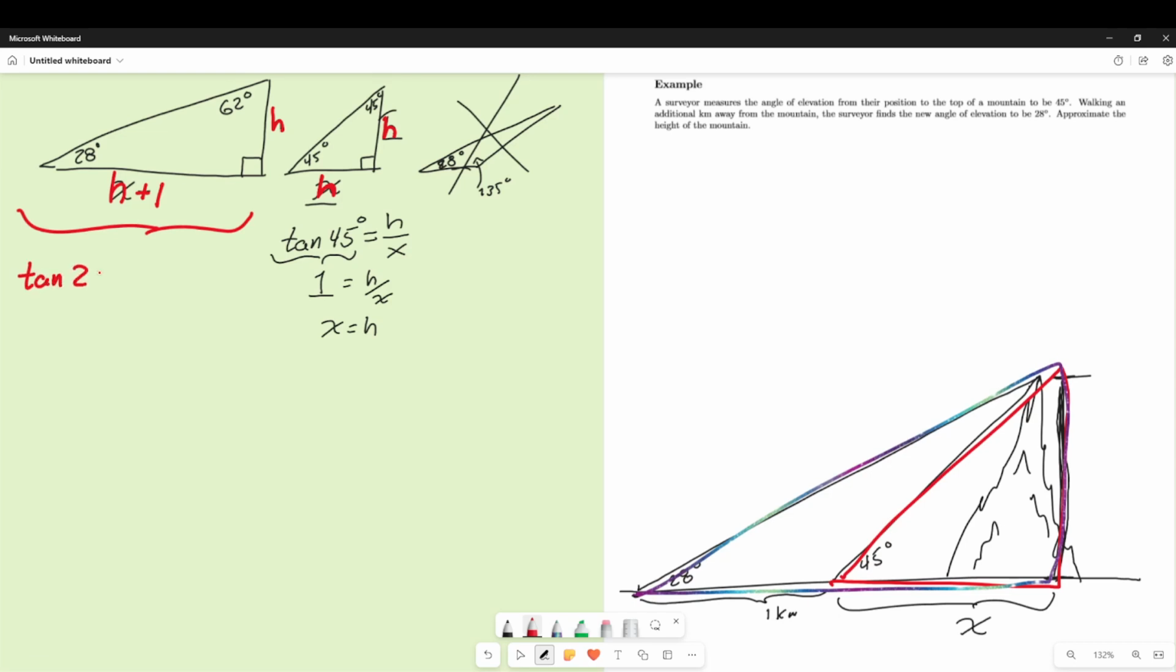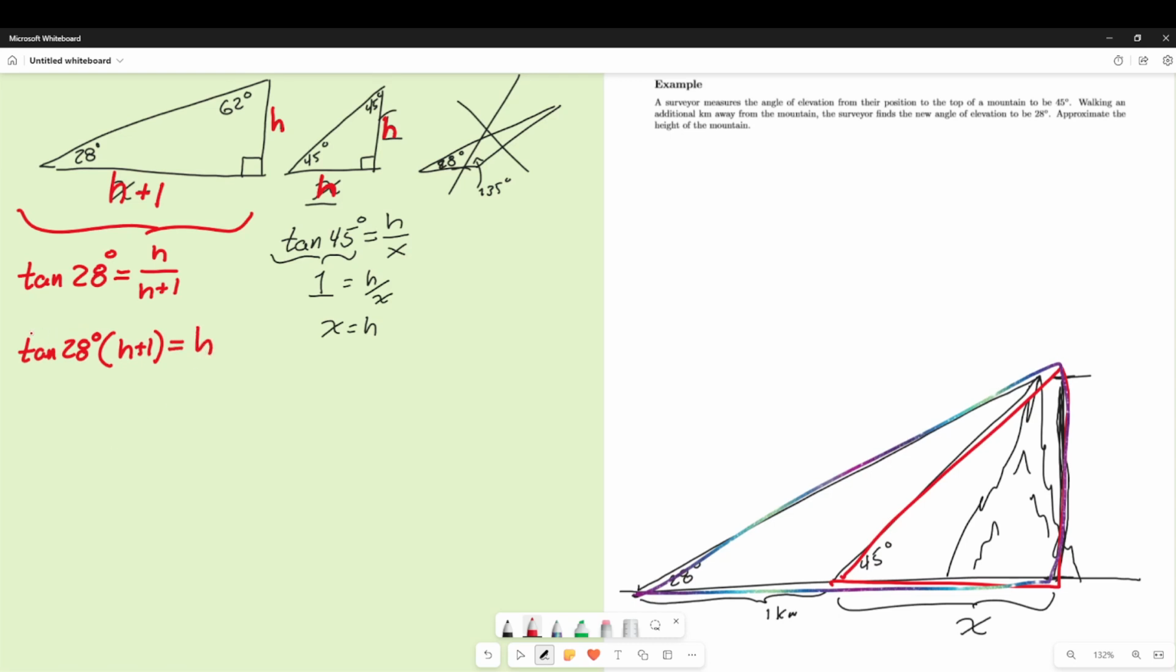That the tangent of 28 degrees, now I don't know what the tangent of 28 degrees is off the top of my head, it's not one of our standard angles, but we can use a calculator to find that. And we know it has to be equal to this ratio, the ratio of h over h plus 1. And this is something we can solve for h. Multiply both sides by h plus 1, tangent of 28 degrees times h plus 1 equals h.